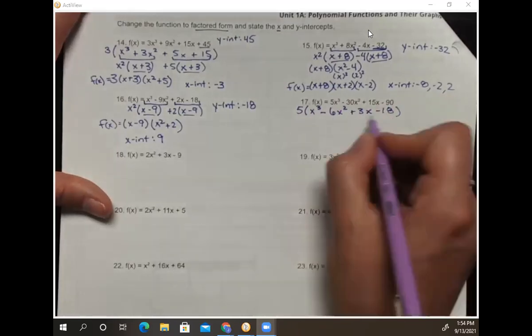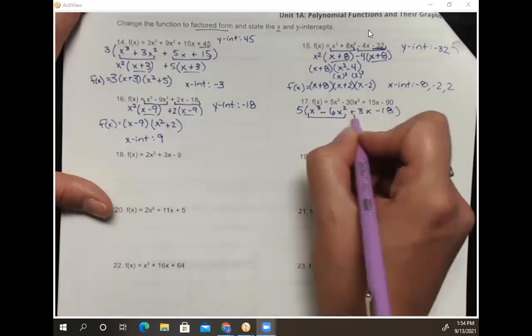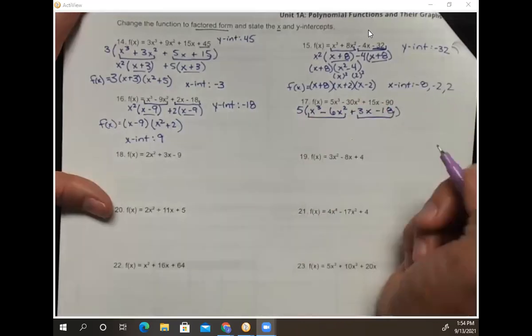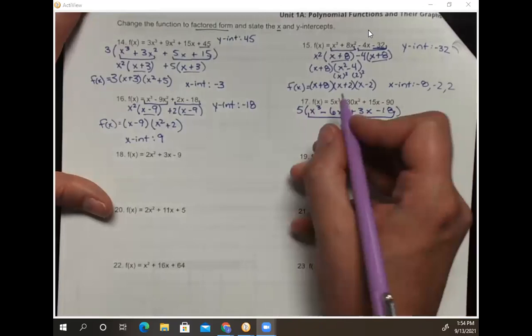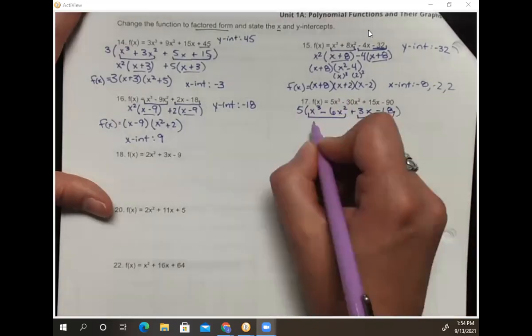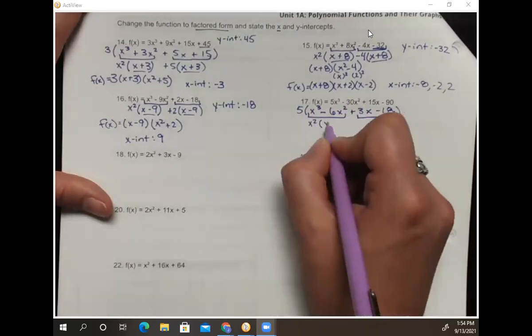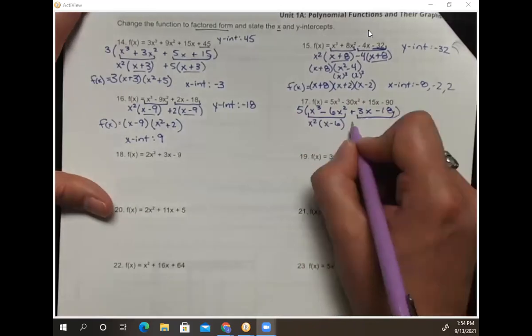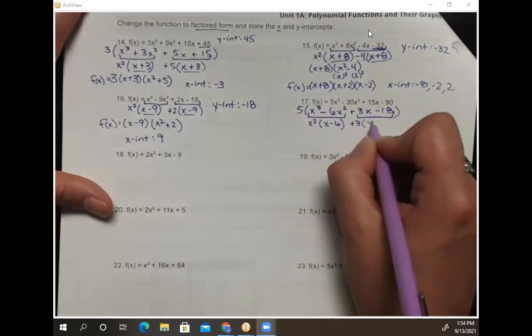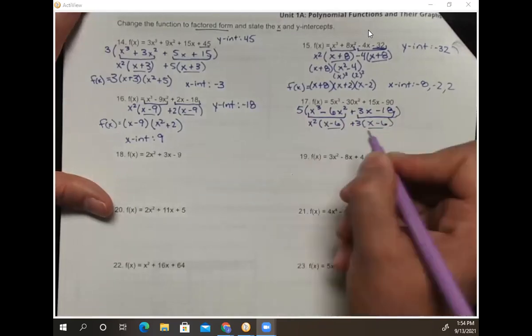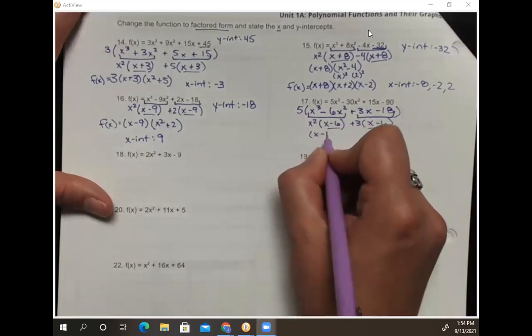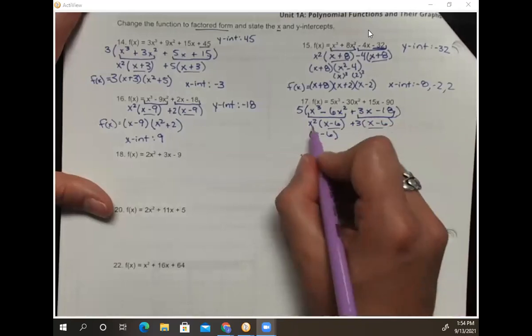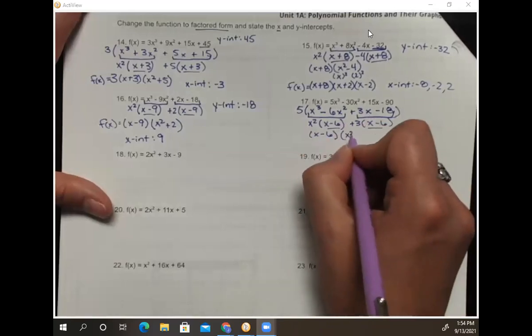Now that I've got 4 terms, and I've pulled out my GCF, I'm going to use grouping to continue to factor. The GCF for my first group is x squared. That leaves me with x minus 6. The GCF for my second group would be 3, positive 3. That would leave me again with x minus 6. My stuff in parentheses is the same, so that's the new GCF that comes out. I'm left with x squared plus 3.